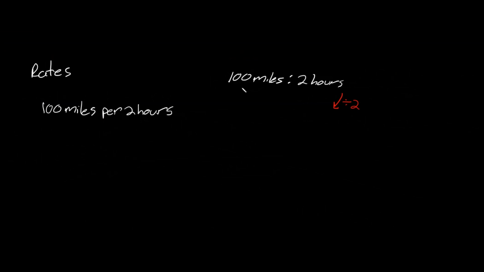And then we will have to do the same thing to the other quantity, so we divide this by 2. And then, of course, 2 divided by 2 is just 1. So we can write hour. We can write a 1 here, but we didn't need to. And then we can write 100 divided by 2, so that would be 50 miles.